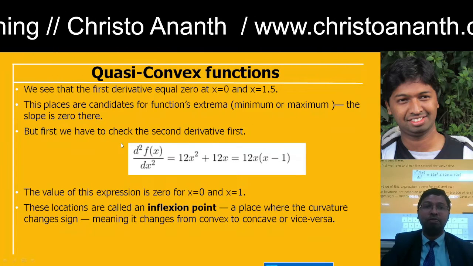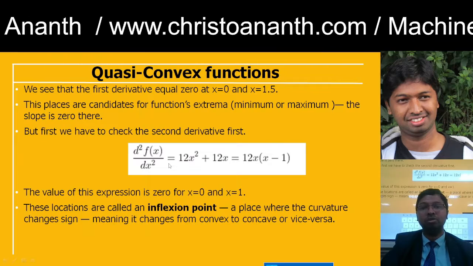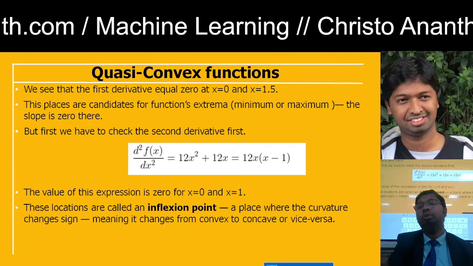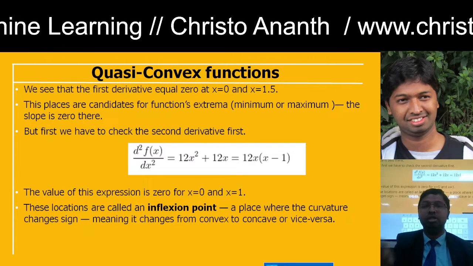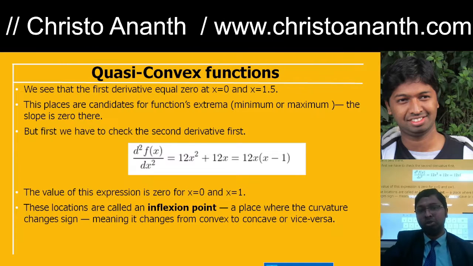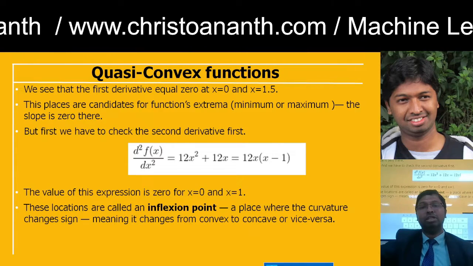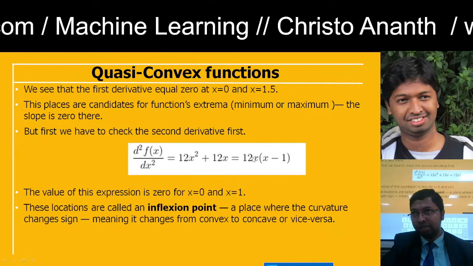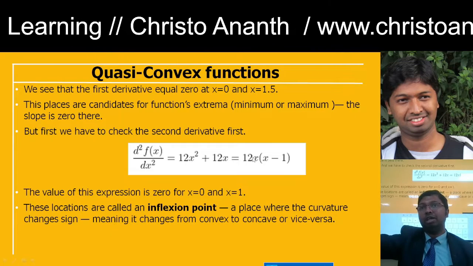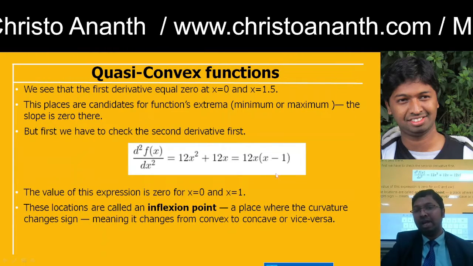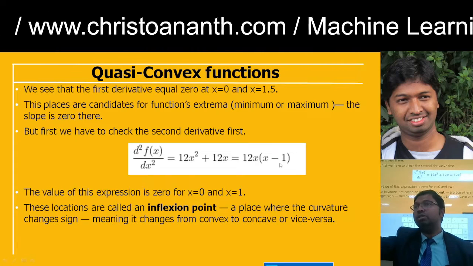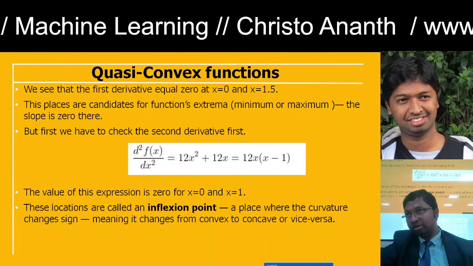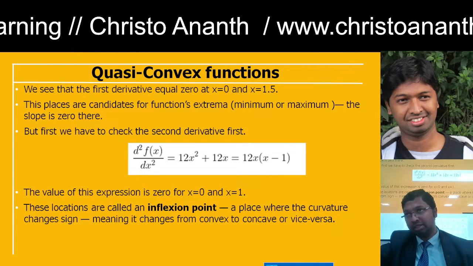For example, you can check the second order derivative also. So x square 4x minus 6, you differentiate once again: it is 12x square minus 12x. So you can take 12x commonly outside, 12x multiplied by x minus 1. This will have solutions: x is equal to 0, and x minus 1 equal to 0, so x is equal to 1. So there are two solutions, x is equal to 0 and x is equal to 1.